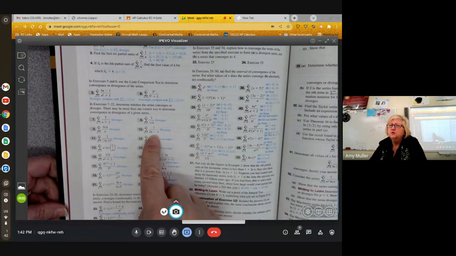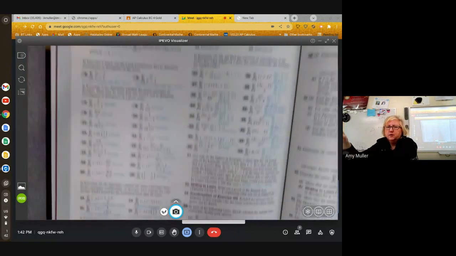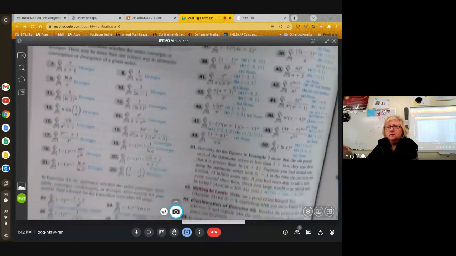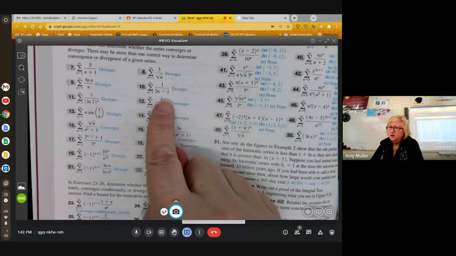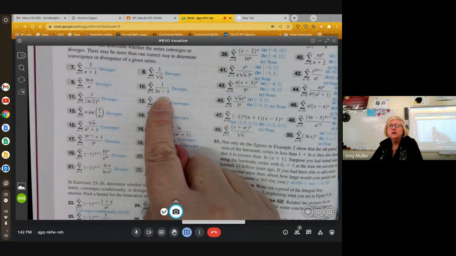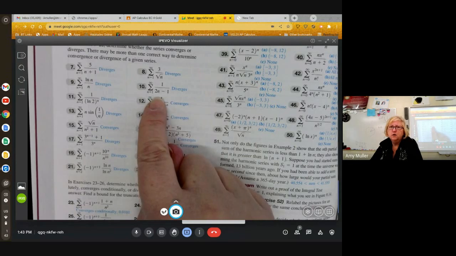This one here, you're going to use the limit comparison test. Why? Because what do you wish that was? I'll zoom in. What do you wish this was? I wish that was 1 over n, don't you? So that's what you would compare it to.